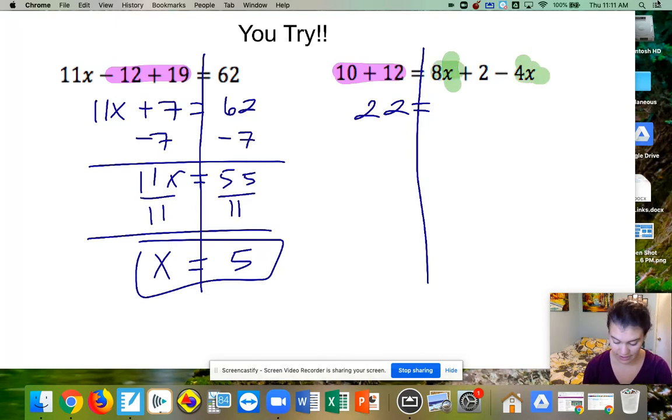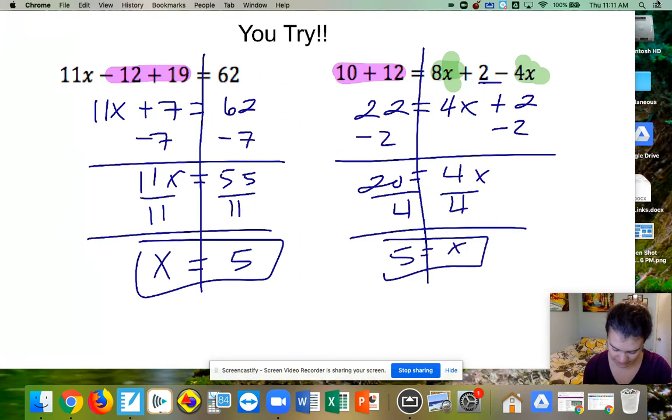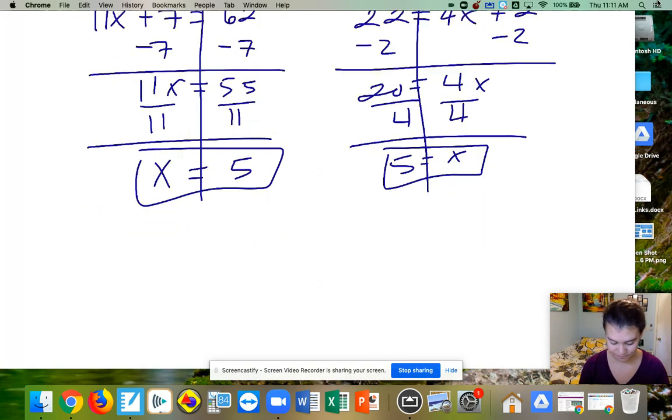So 8x minus 4x gives you 4x plus 2. So again, you can't combine this 2 with anything because there's no other constant on the same side. You can only combine on the same side of the equal sign, or the same side of your line. Now I'm going to subtract 2 from both sides to get 20 equals 4x, divide by 4, and 5 equals x. Or you could switch it and say x equals 5. It doesn't really matter the order.